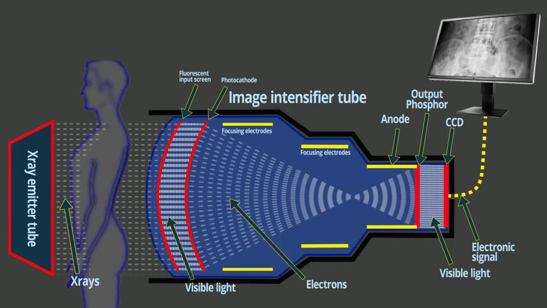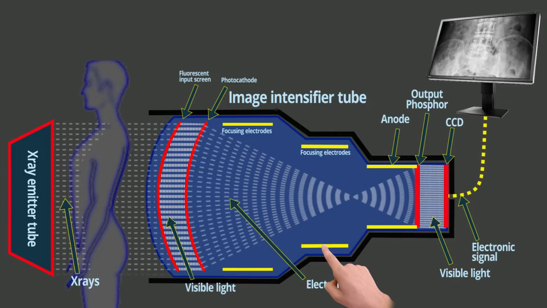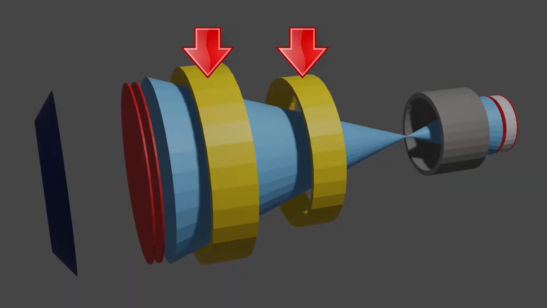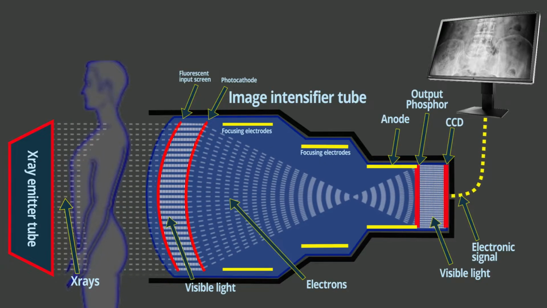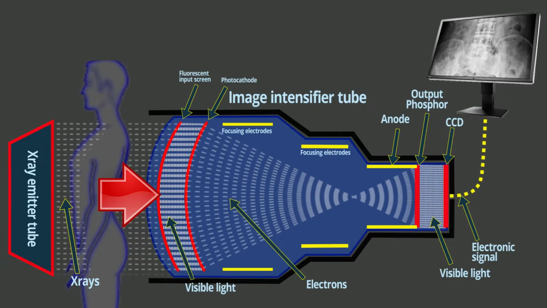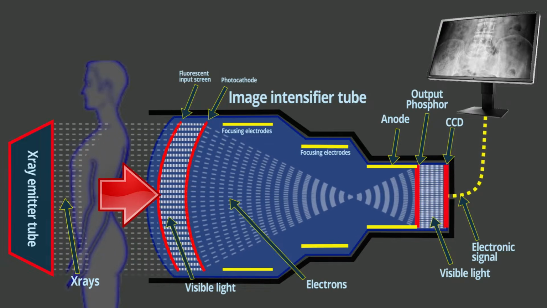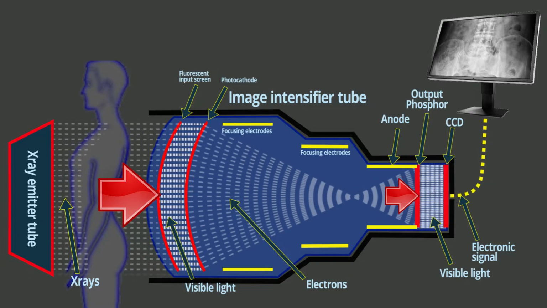The next important components are the focusing electrodes shown in yellow. These are actually negatively charged rings around the negative electron beam. Since both are negative, the electrodes force the electron beam into a cone, which projects a smaller size image onto the output phosphor. This larger surface of the input fluorescent screen, being reduced this way onto a smaller surface, leads to minification gain.